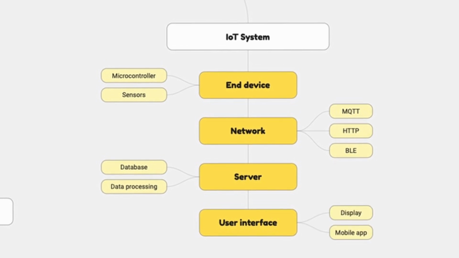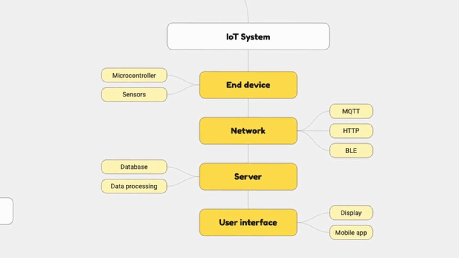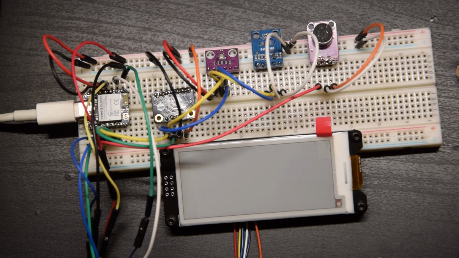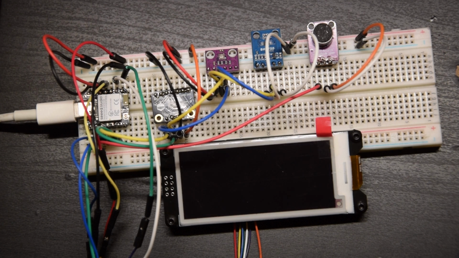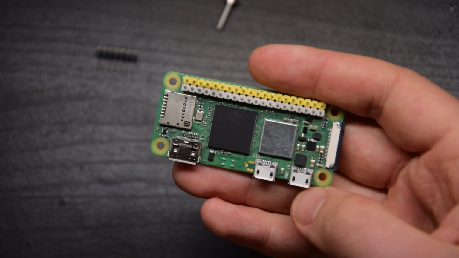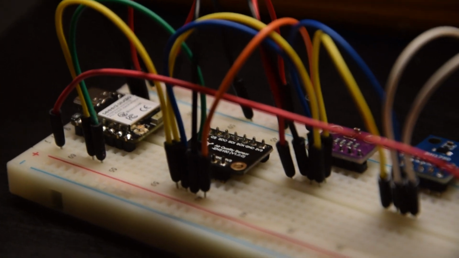The user interface is, for example, a mobile application where you can remotely control the device, or a display presenting the data. In the following workshops, we will be implementing a weather station project step by step. It will consist of a microcontroller with sensors and an e-paper display, a server with a database, and the communication between the server and the microcontroller will occur via the MQTT protocol.